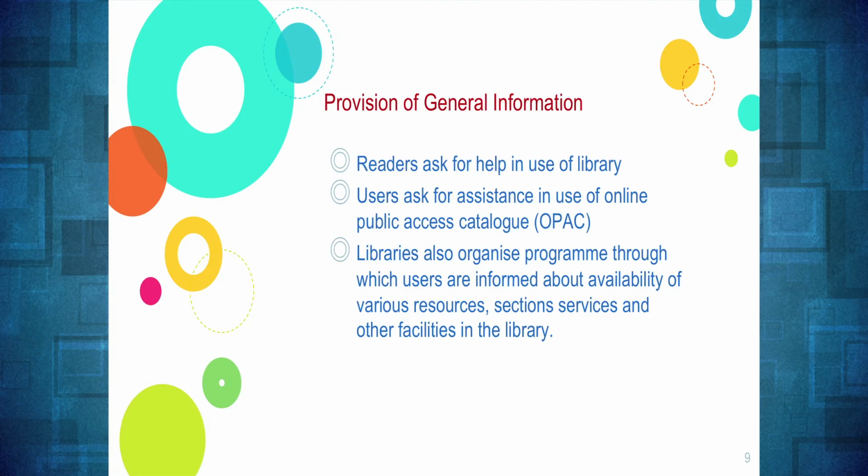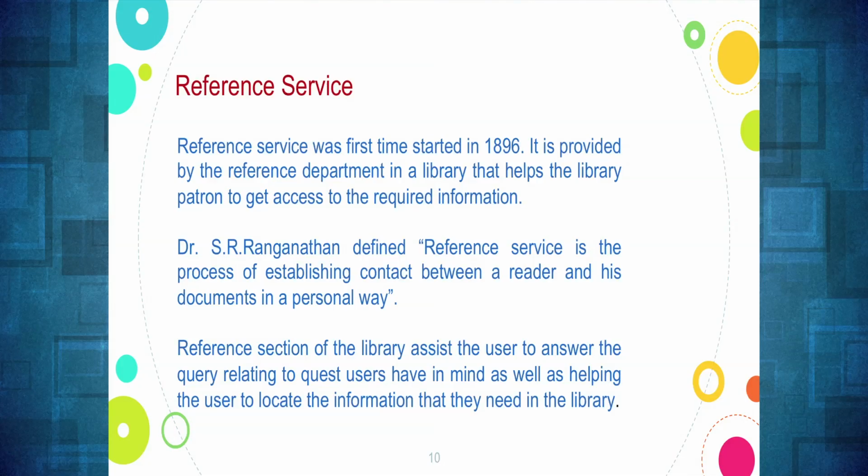So, provision of journal information. In this, sometimes the reader asks for help on how to use the library, how to use the library resources, how to use the library services, and their queries can be like the user asks for assistance in using the online public access catalog. The library also sometimes organizes an orientation program to cater to such queries, and in that program the library staff explain what we have in our library, what services we provide, and how you can use these services and resources optimally. So, this is one category of responsive information service, and another is reference service.